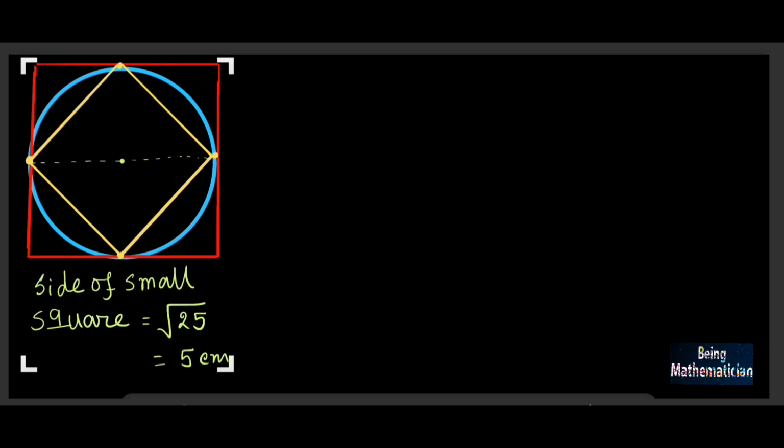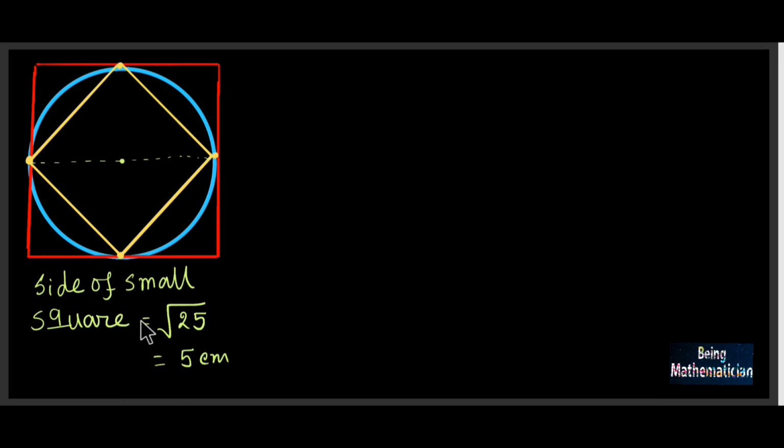So the diameter of the circle is 5 into root 2, which is the diagonal of the yellow square, and it is 5 root 2 centimeter.